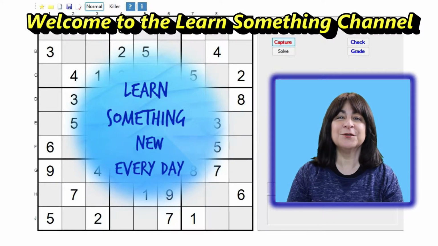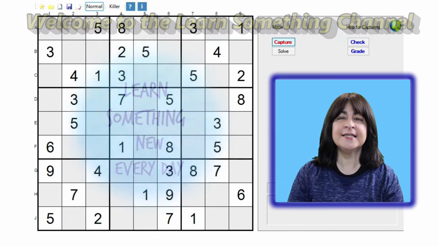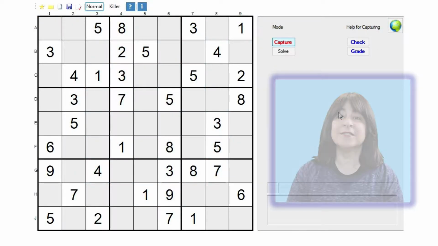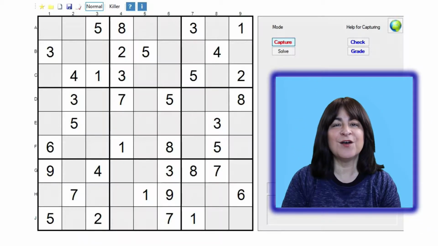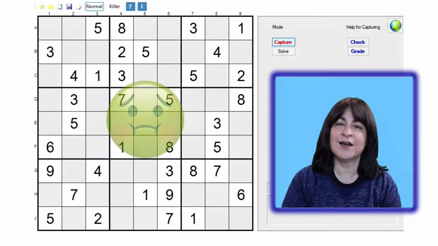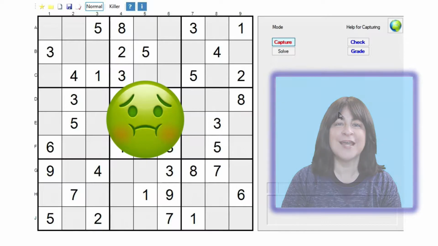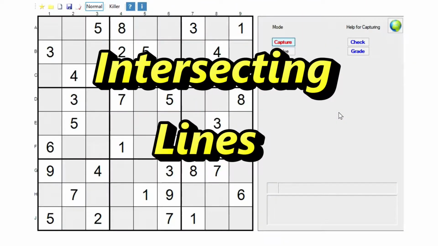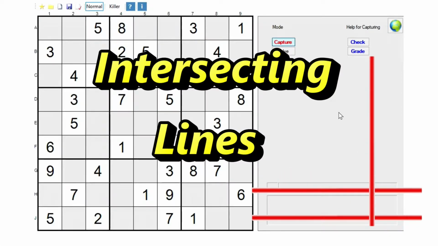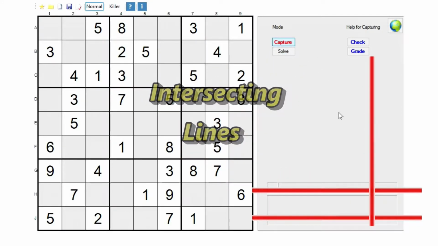So now what do you do after you've filled in all the easy and obvious cells? In lesson 2, we solved an entire easy level puzzle using just scanning and counting. But let's say that didn't solve the entire puzzle and now you're stuck. So what method can you use next? Well, that brings us to the next strategy you can and should use, looking at intersecting lines. And that's the topic here in lesson 3.